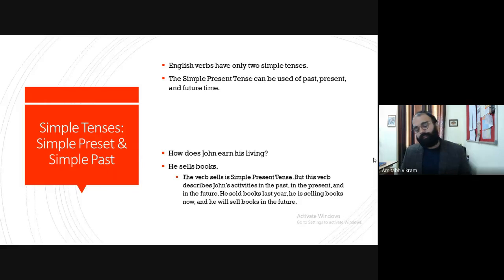Now, this example is in present simple, also known as present indefinite. But something that is in present simple also has one aspect associated with it, and this aspect is the habitual aspect. So when we say he sells books, the verb sells is simple present tense, but this verb describes John's activity in the past, in the present, and in the future. That's why we say that sells is in present tense, but when it comes to aspect, it is a habitual aspect. Like if I say I go for a walk daily, it indicates my habit, that I am doing it quite regularly.